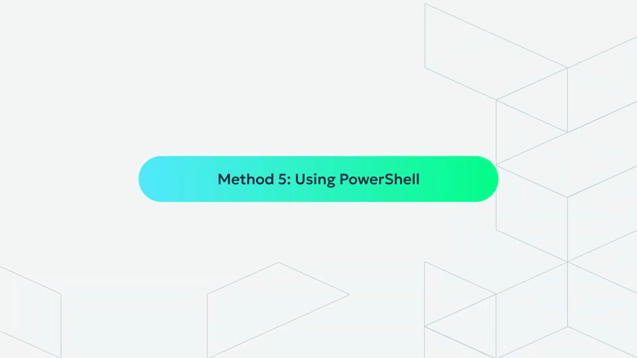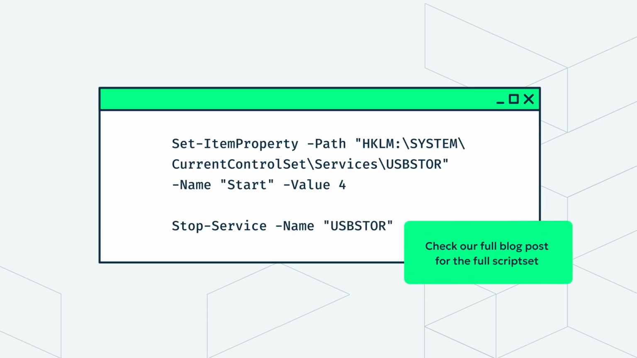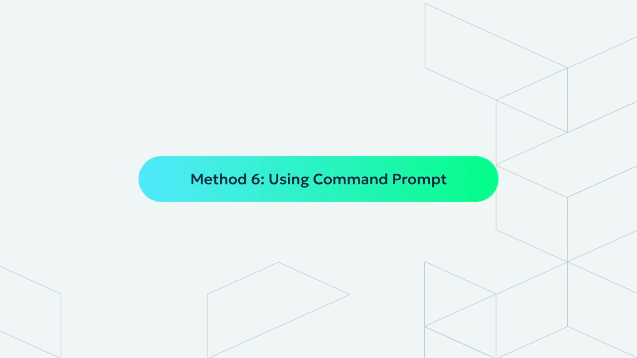Method 5. Using PowerShell. In essence, you'll open PowerShell as administrator, then configure the USBSTOR service to either disable or enable USB storage. Here's one example that disables USB storage by setting the USBSTOR service to a disabled state and stopping the service. For the full set of scripts, including re-enable commands, verification checks, and logging examples, refer to the blog linked in the description.